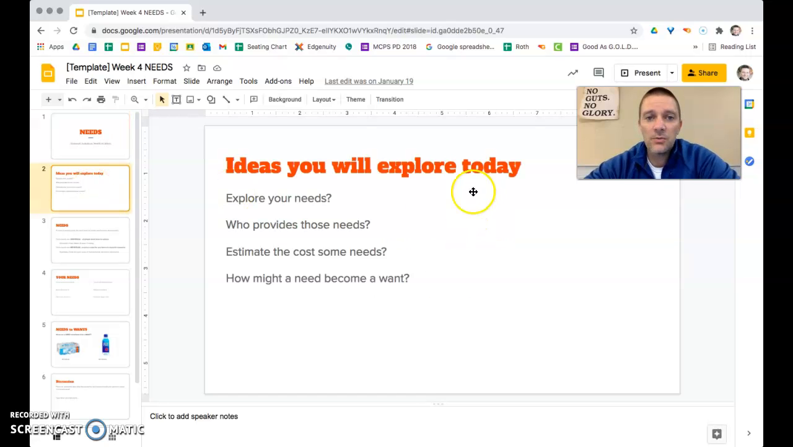The ideas we're going to explore today are our needs, who provides those needs, estimate the cost of some of the needs, and then also how might a need become a want. So you don't have to fill out anything on this slide. I'll prompt you on some of these slides. You're going to have to type some notes. So just wait and I'll let you know when you should do that.